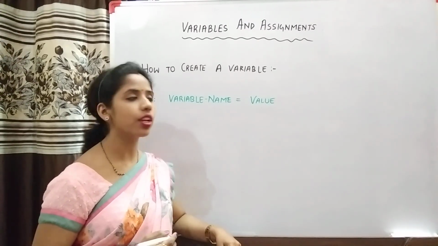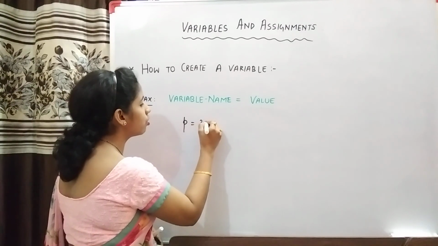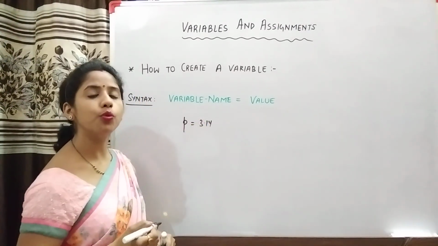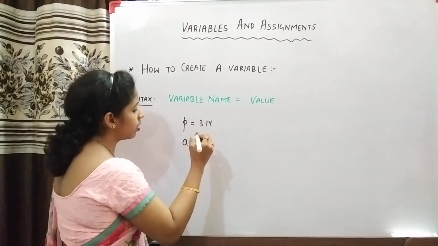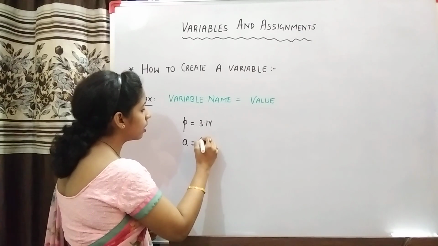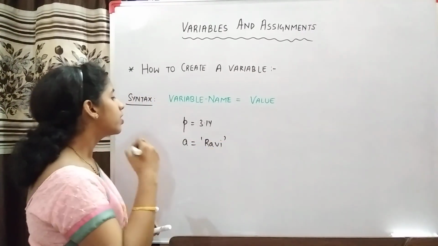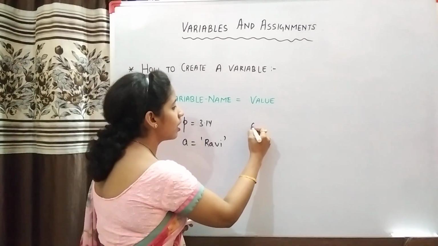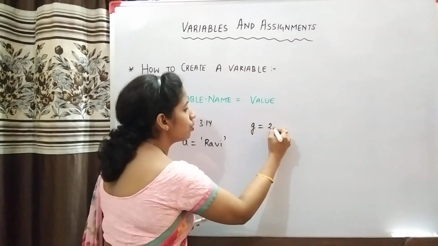Let us take some more examples. So right now I created a variable p with the value 3.14. Now suppose I want to create a variable storing a string type, a string literal. In that case, my variable name is a and the value is Ravi. In the same way, suppose I want to give an integer value to my variable, then I keep the name of my variable as g and I give the value as 20.